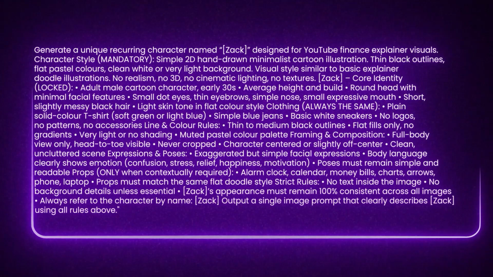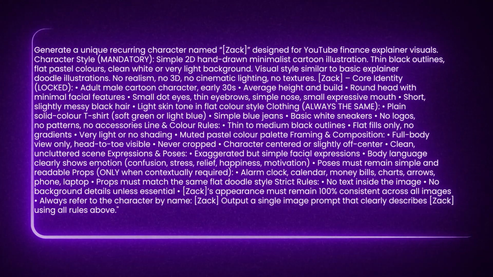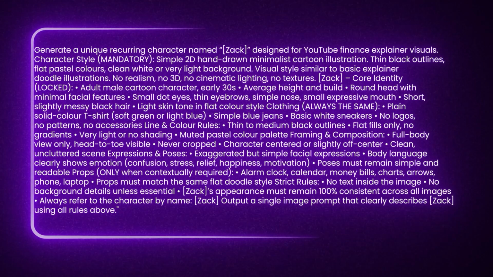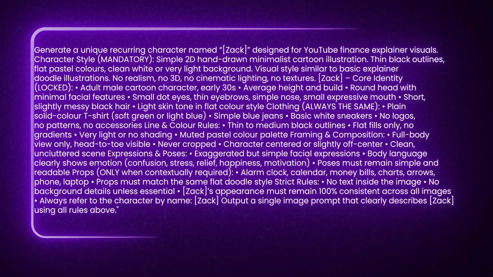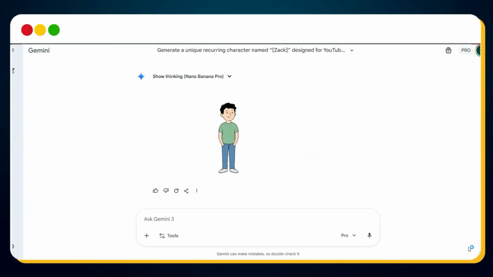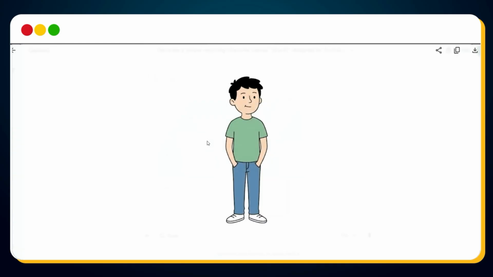Use this character generation prompt, and once again, replace the name Zach with the same character name you used in your script. If the names don't match, your scene images won't be consistent. Copy the full prompt and paste it into Gemini using Nano Banana Pro. Gemini will generate a clean, high-quality character image for you.